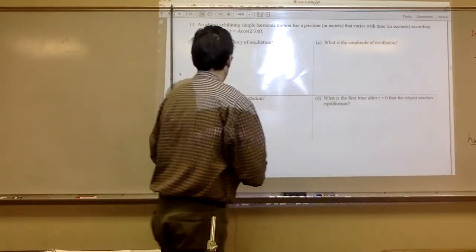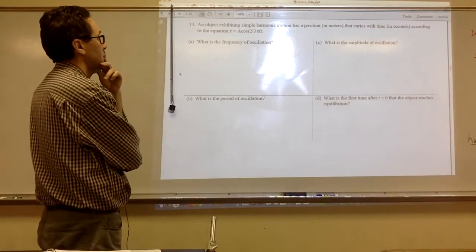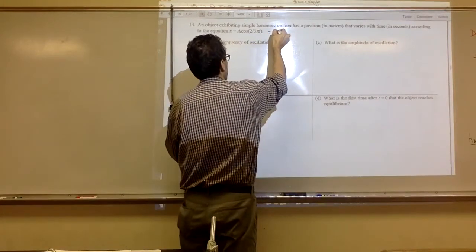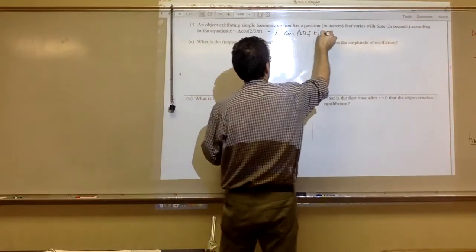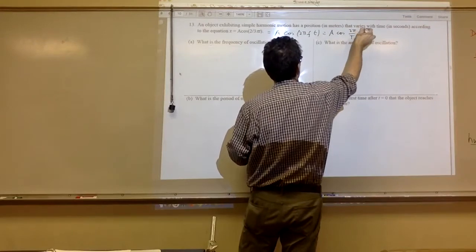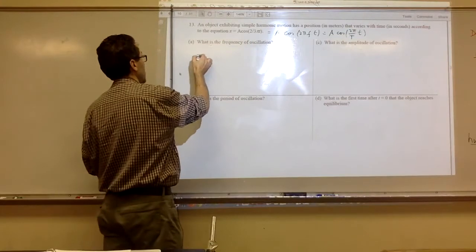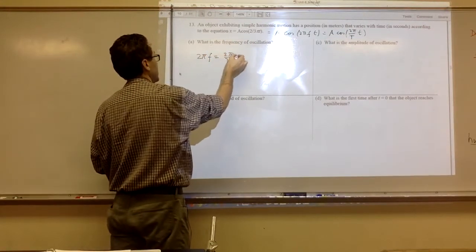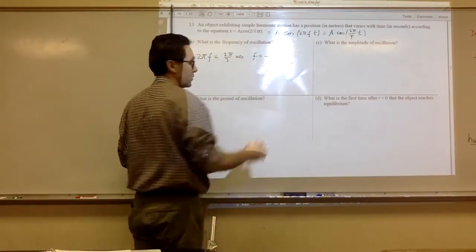Okay. An object, so this is simple harmonic motion that varies with time. So this equation here is also a cosine 2 pi f times t, and it's also a cosine 2 pi over period times time. Okay, what is the frequency? Well, all I have to do is match, really. 2 pi f should match up with 2 pi over 3. And if we do the math correctly here, we get 1/3 hertz.